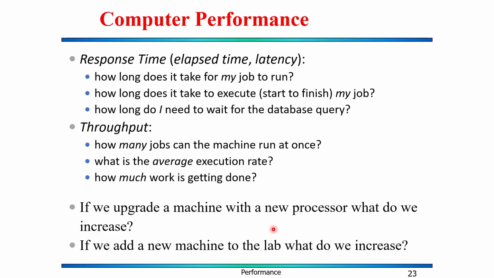So if we add a new machine to the lab, what do we increase? Adding another computer increases throughput because more jobs can run simultaneously across multiple machines. So response time is about speed for one task, while throughput is about total work completed. Both are valid measures of performance depending on what you care about.